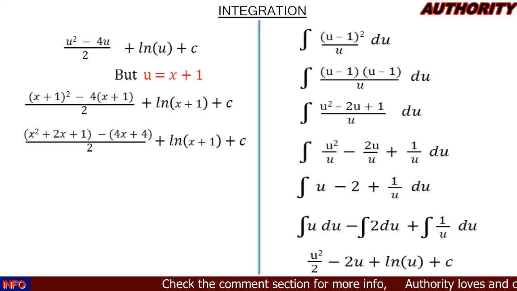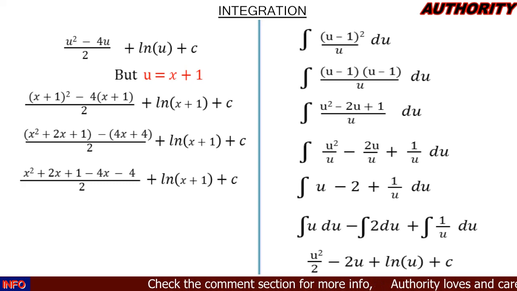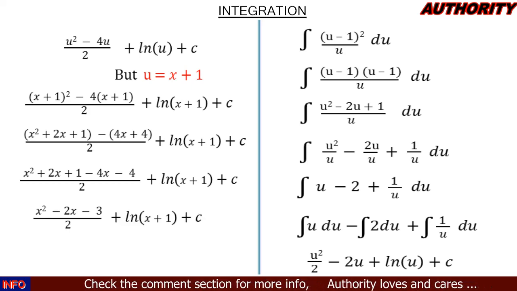Now let's open the brackets. In opening the brackets, in our numerator, we're going to have x squared plus 2x plus 1 minus 4x minus 4 all over 2 plus ln(x plus 1) plus c. Look carefully in our numerator. When you say 2x minus 4x, it's going to give us minus 2x. And when you say 1 minus 4, it's going to give us minus 3. So here we have (x squared minus 2x minus 3) all over 2 plus ln(x plus 1) plus c.